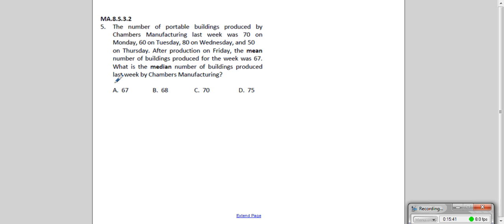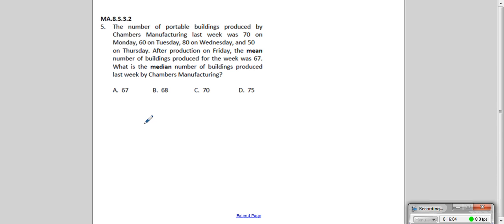Finally, for number 5, the number of portable buildings produced by Chambers Manufacturing last week was 70 on Monday, 60 on Tuesday, 80 on Wednesday, and 50 on Thursday. After production on Friday, the mean number of buildings produced for this week was 67. What is the median number of buildings produced last week by Chambers Manufacturing?